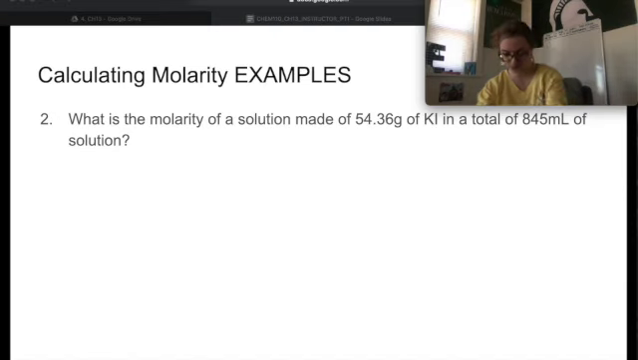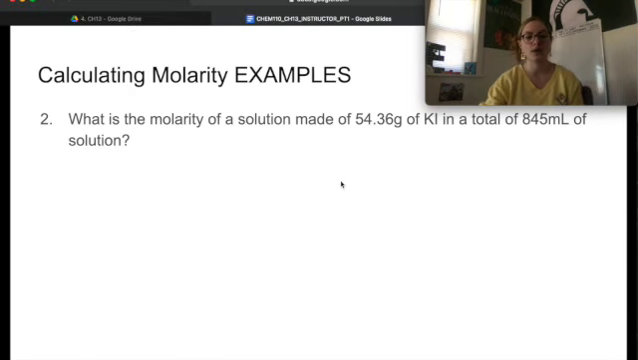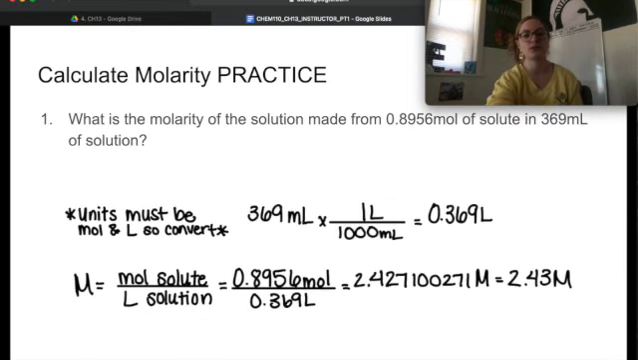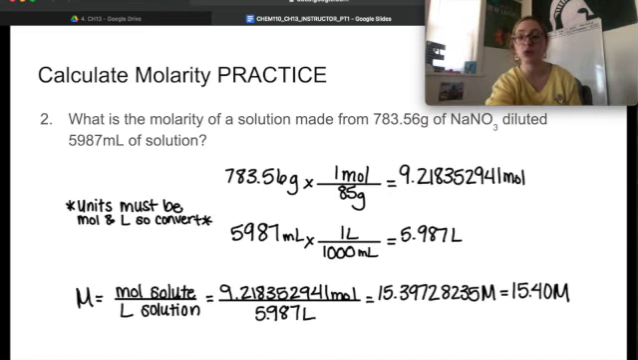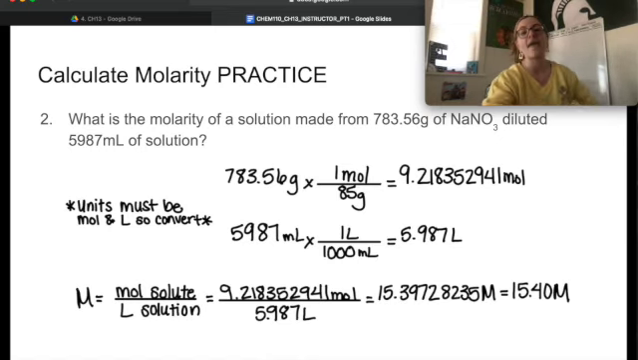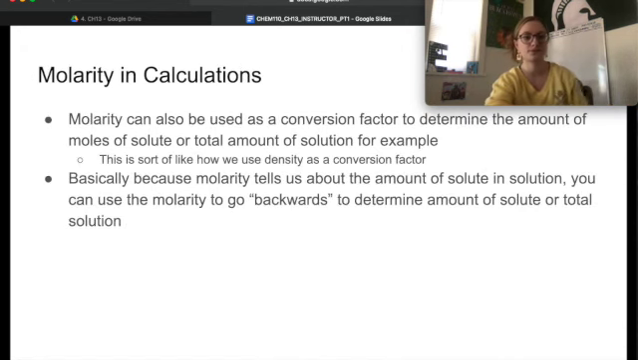So I'm going to stop my screen recording here. So that is how you calculate information for molarity. So I've left you 2 other practice problems to work through that I've worked out in the slides. So if you're interested in checking those out, go ahead and work them out, and then let me know if you have any questions.